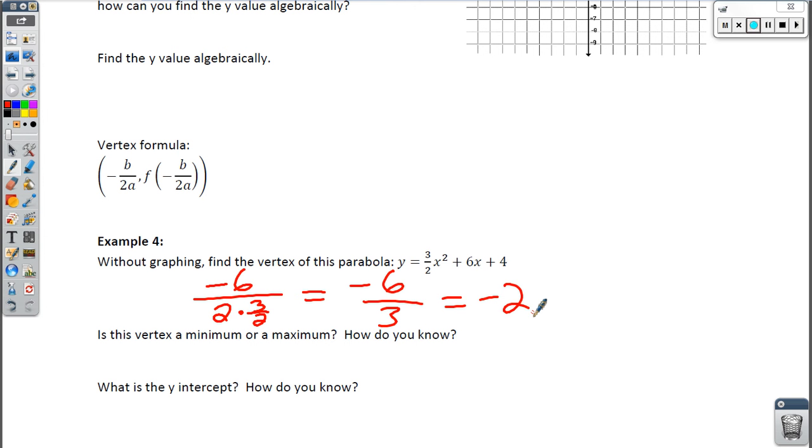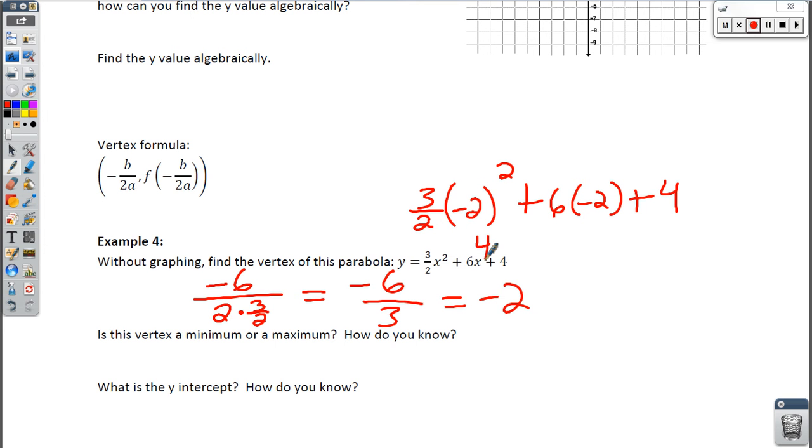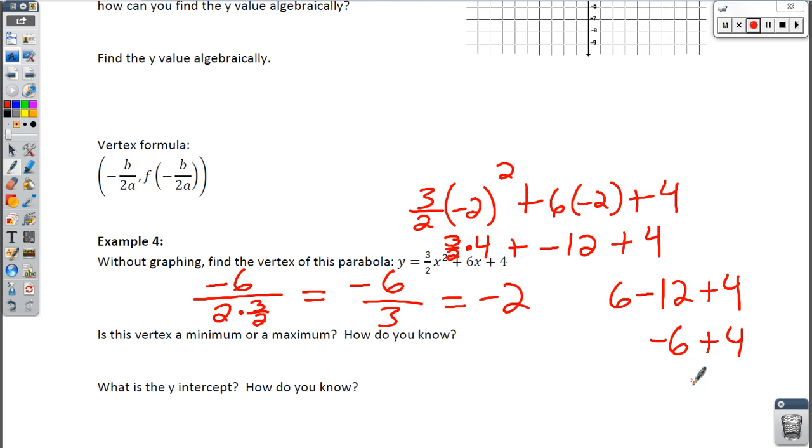We can plug that in then to find the y coordinate. So it's going to be 3 halves times negative 2 squared plus 6 times negative 2 plus 4. Negative 2 squared is 4. And that's going to be plus negative 12 plus 4. 3 halves times 4. Well, 4 divided by 2 is 2, so that's really 3 times 2, which is 6, minus 12 plus 4. 6 minus 12 is negative 6, plus 4, and then negative 6 plus 4 is negative 2. So the vertex of this parabola is negative 2, negative 2.